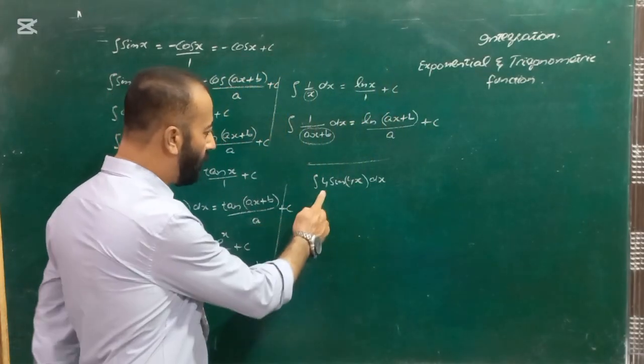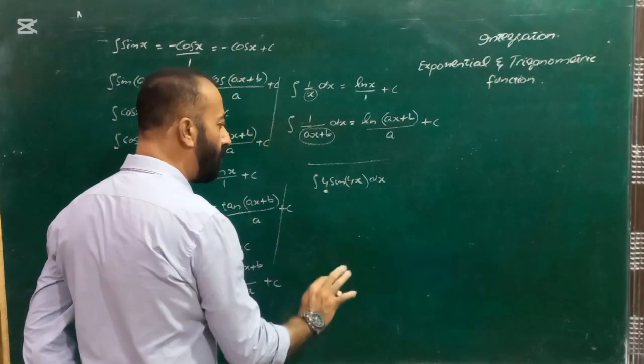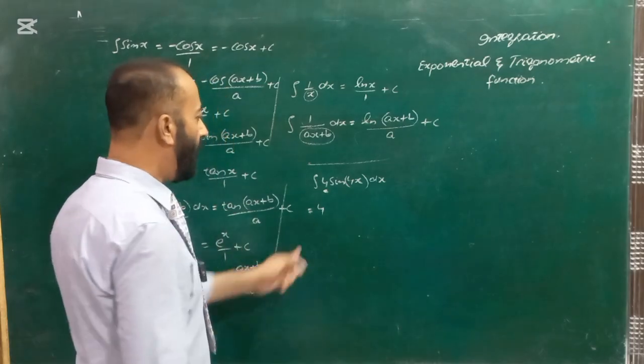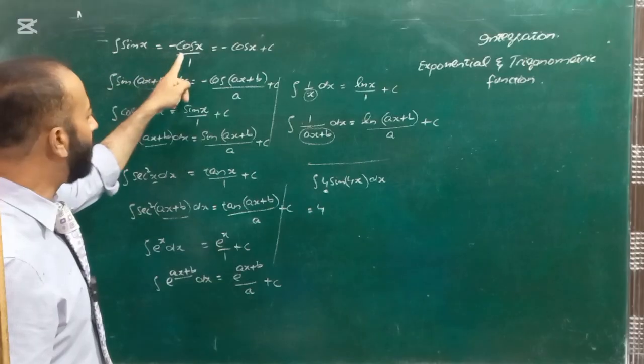And now here is a question, and the requirement is integrate. The question is 4 sine 4x dx. Now look, this 4 is the coefficient, so this coefficient will remain as it is. And now the integral of the sine formula is minus cos.